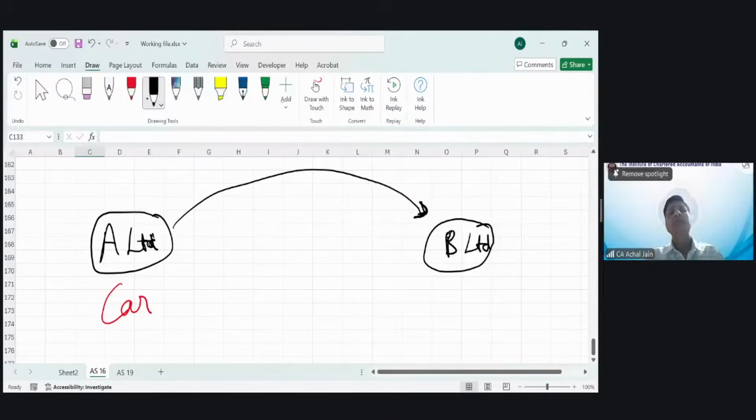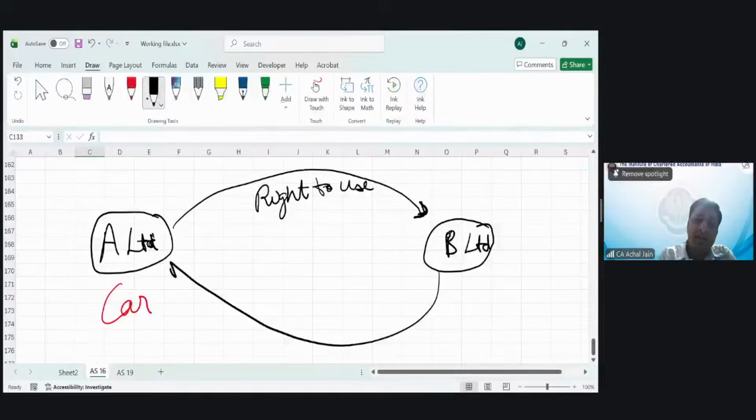What B will get is the right to use this car as per the terms of the arrangement. And in return for that, B will pay the consideration. Yes or no? It could be a single payment or a series of payments. An annual payment can be done, a monthly payment can be done, a quarterly payment can be done.